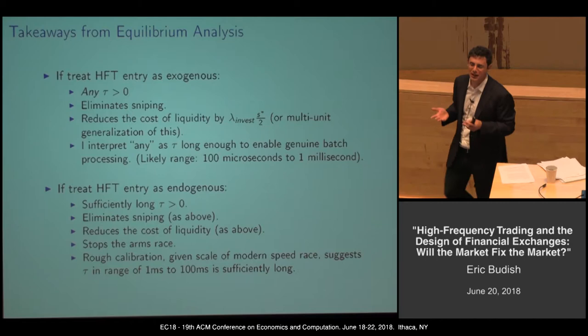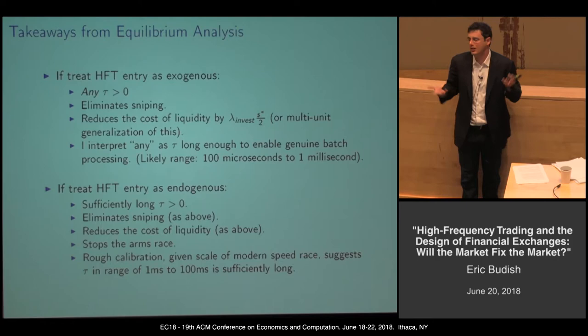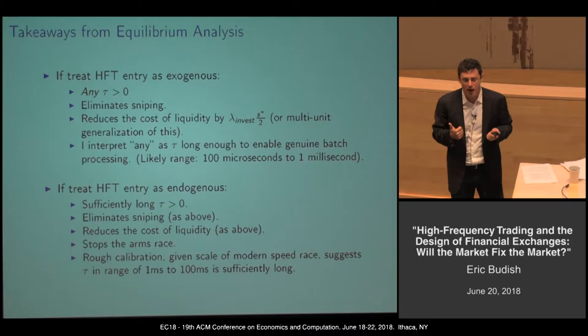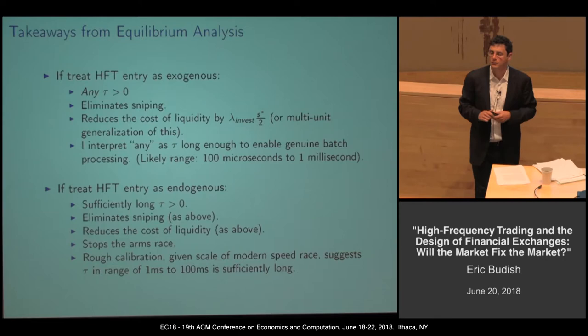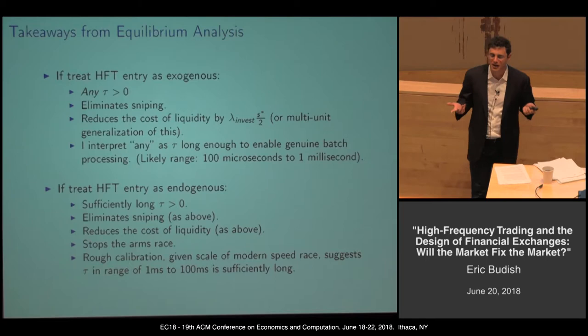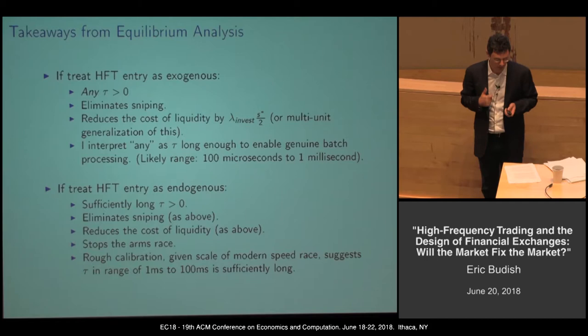A little bit more practically, I think of any tau as meaning tau long enough to genuinely batch process if multiple sophisticated participants respond to the same piece of information with the same technology at roughly the same time. So a millisecond's probably plenty to genuinely batch process. If we treat the number of high-frequency trading firms as endogenous, and this is the relevant case for thinking about a market-wide reform aimed at stopping the wasteful speed race, then the equilibrium analysis says the interval has to be long relative to the speed advantages in play, so relative to the delta. We do a rough calibration in the paper, and given the scale of the modern speed race, a magnitude of a tenth of a second, give or take a few orders of magnitude, seems plenty to significantly dampen down the speed race.